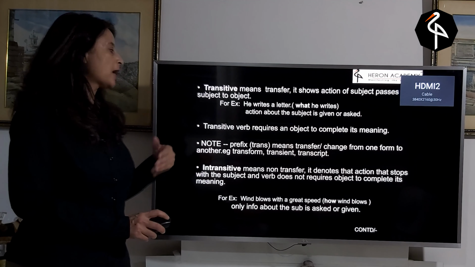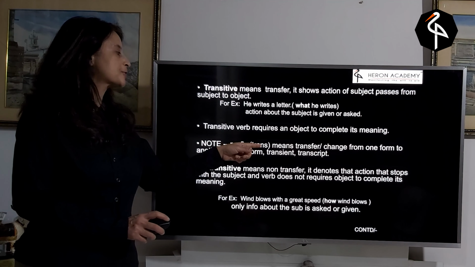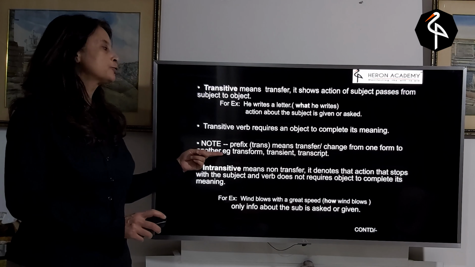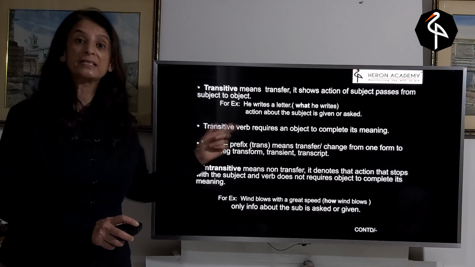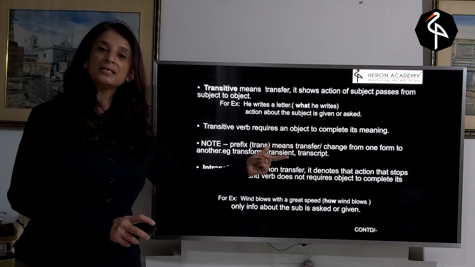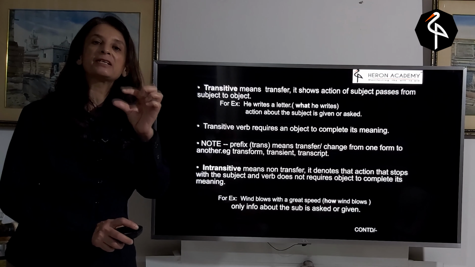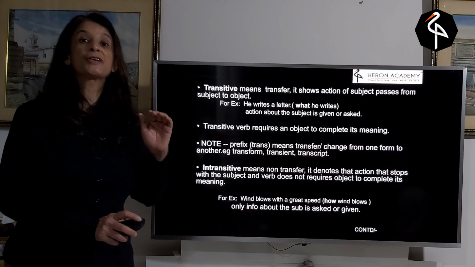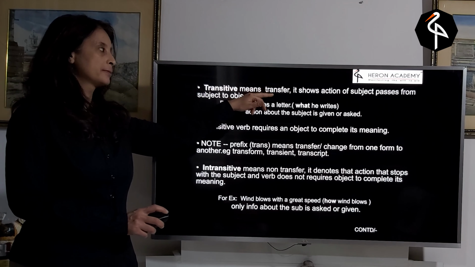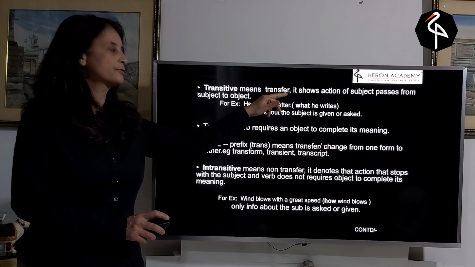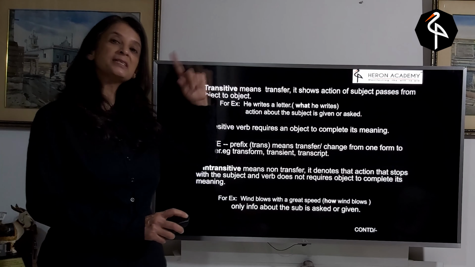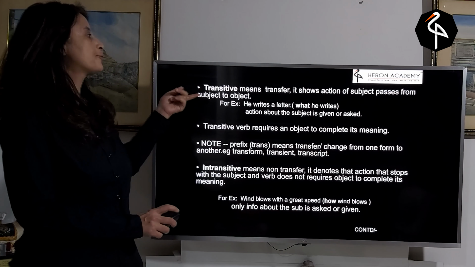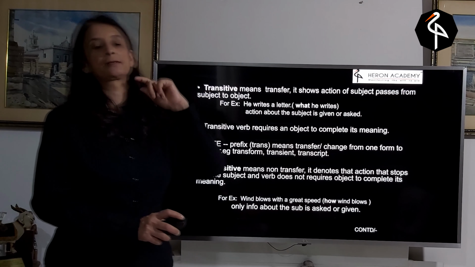T-R-A-N-S, trans. Trans means transfer. Prefix trans means transfer. That means change from one form to another. For example, transform, transient, transcript. So, any prefix when you see it is trans, that means transfer. So, transitive verb, in this case, transitive means transfer. So, transitive verb means action. It shows the action of subject, it passes from subject to object.